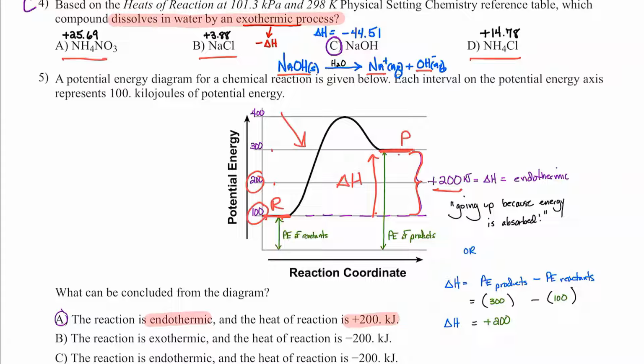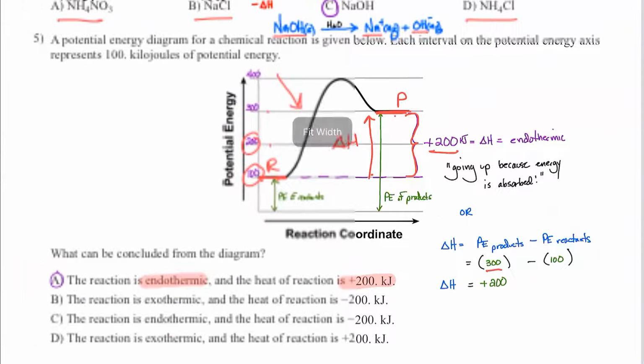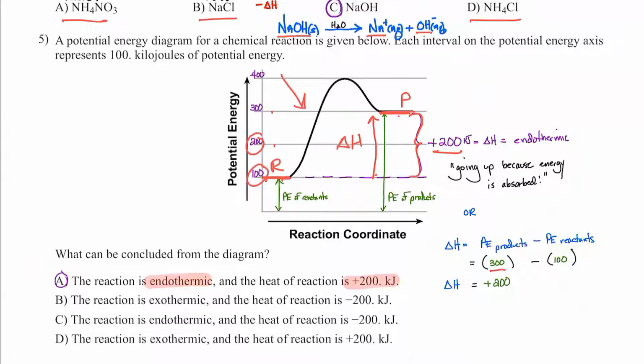Or we're going to do the products. Look at this. The products' total energy is 300. The potential energy of the products, I drew this arrow right there. 1, 2, 3.